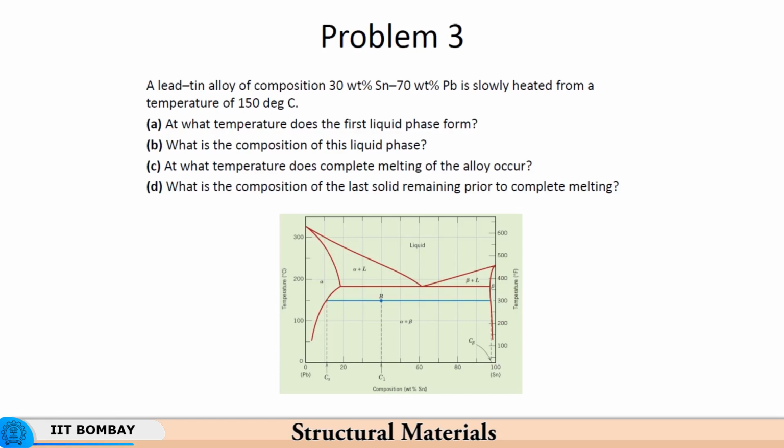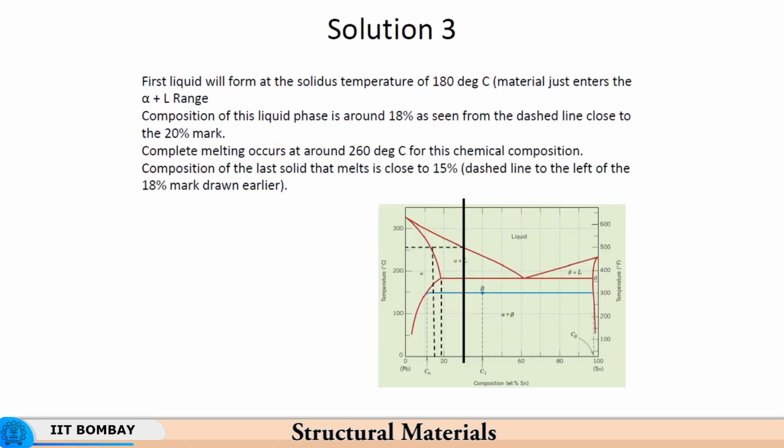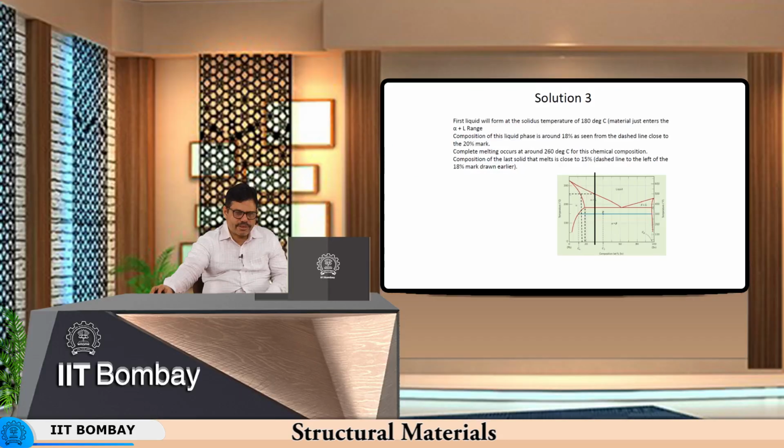And what is the composition of the last solid remaining prior to complete melting? So, just when the metal melts, the last solid that melts has a chemical composition corresponding to this. So, the solid, which will be in the alpha, will have a chemical composition corresponding to something like this. So, let us see here, right. This thick line represents the chemical composition of the alloy, right.